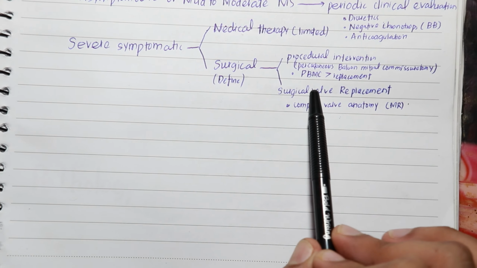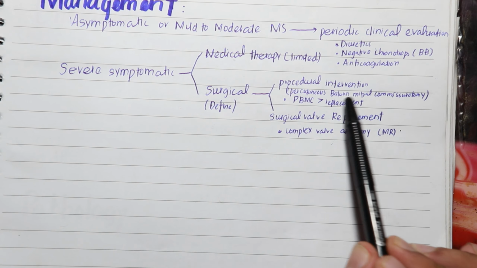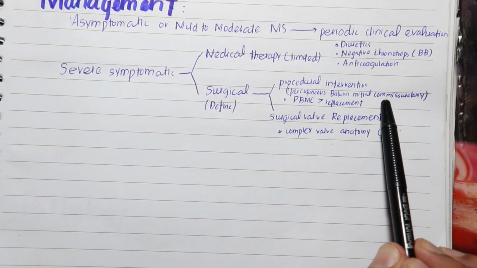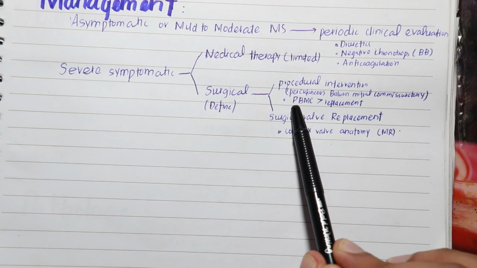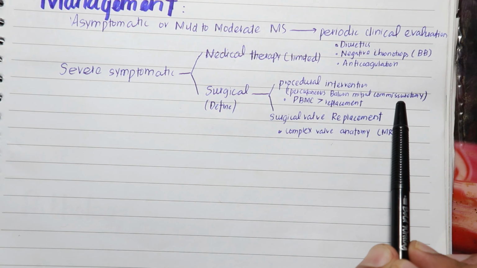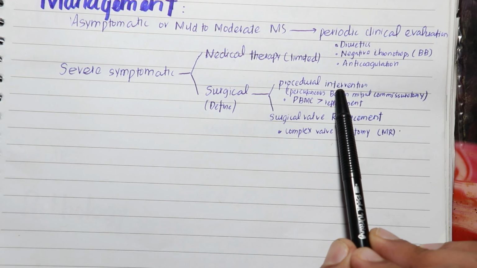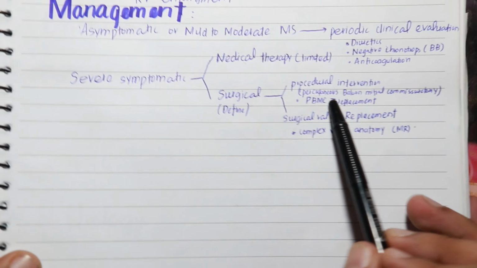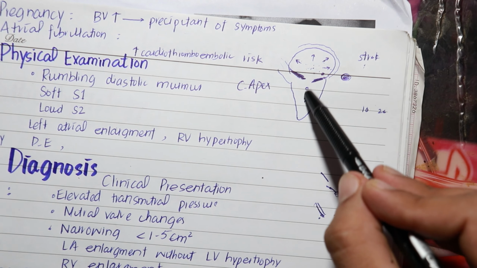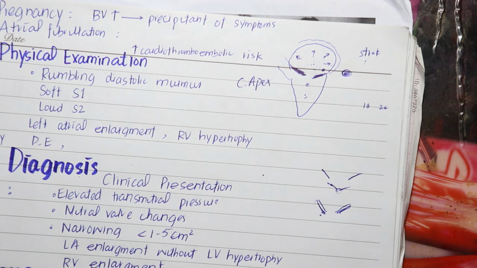Either you replace the valve, inserting a new valve here, or there is an intervention like percutaneous balloon mitral commissurotomy. That is normally called PBMC, percutaneous balloon mitral commissurotomy. In this, you do an intervention in which you insert a catheter that goes into the heart, specifically into the mitral valve. At this stage, the balloon is opened.